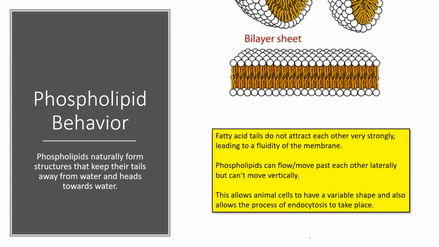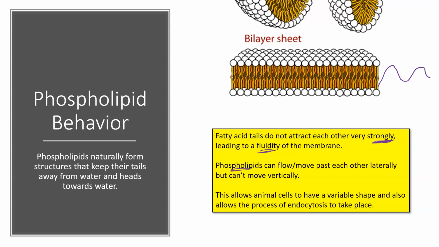Fatty acid tails do not attract each other very strongly, leading to the fluidity of the membrane. That's really important as well. It's called a fluid mosaic model that I'm going to be referring to in a little bit. It is fluid. This bilayer does move, okay? So if you can imagine this mat floating on top of water where it undulates up and down with the flow of water, with the waves, that's very indicative of the way the bilayer actually looks.